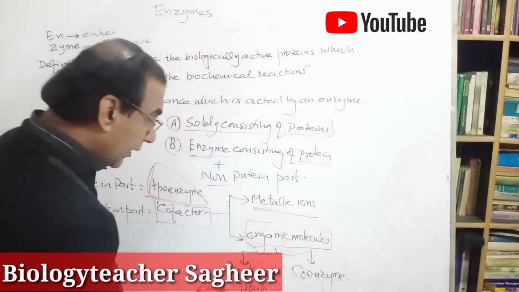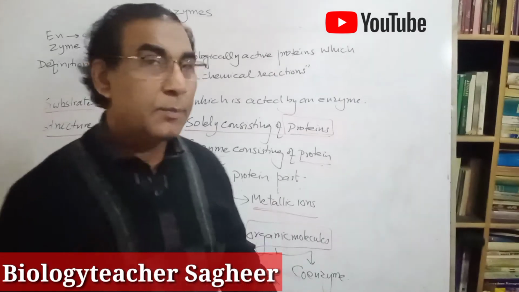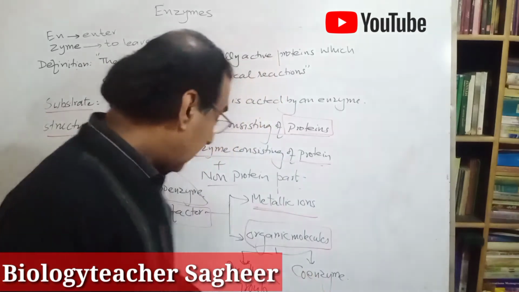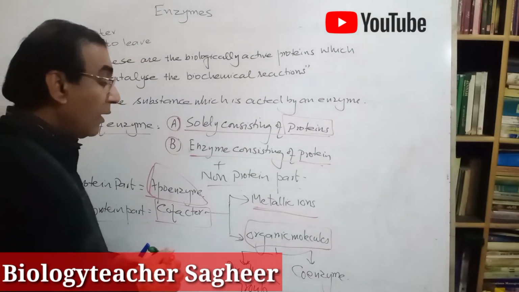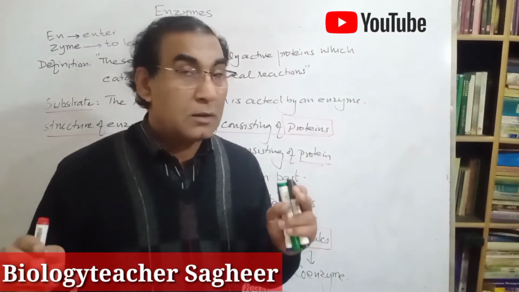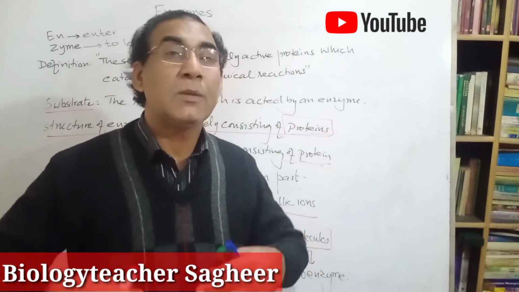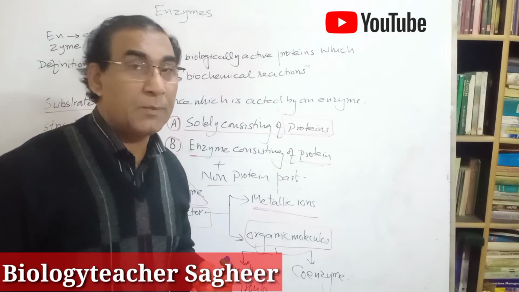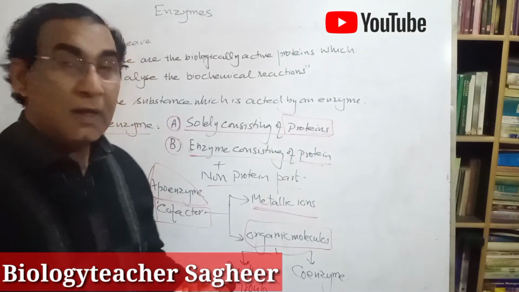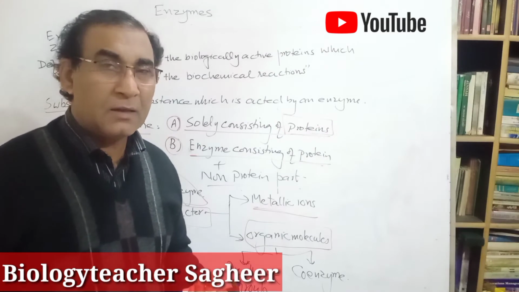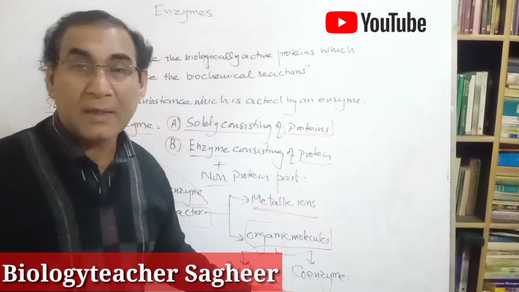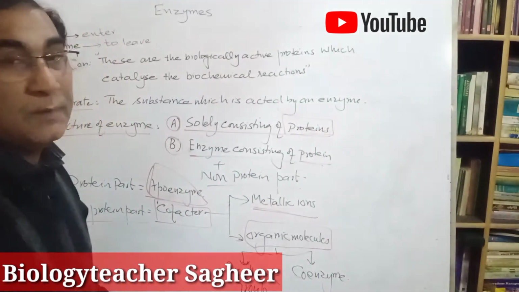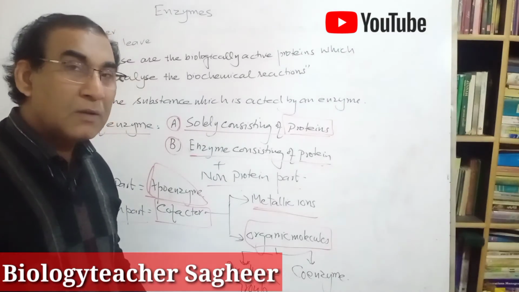The organic molecule which is tightly bound to the protein part, that is known as what? The prosthetic group. And the non-protein part which is loosely bound to the apoenzyme, that is known as what? Coenzyme. For example, coenzyme A and folic acid and many others are there. Those are known as the coenzymes.